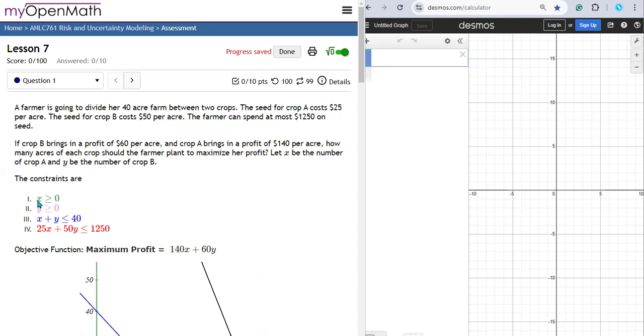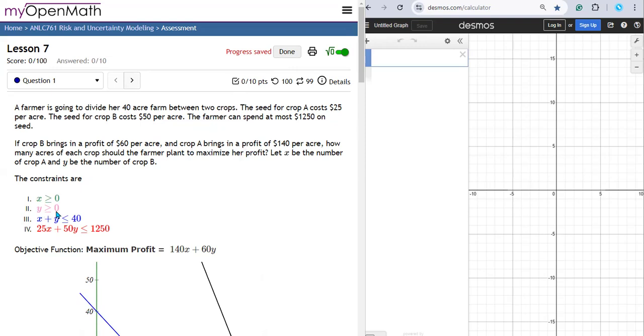So the first constraint here is X greater than or equal to 0. X is the quantity of acres of crop A. You can't have negative fields of crop A. You can plant 0 acres. You can't plant -1 acres. So you can plant 0 acres, 1 acre, all the way up to 40 acres.